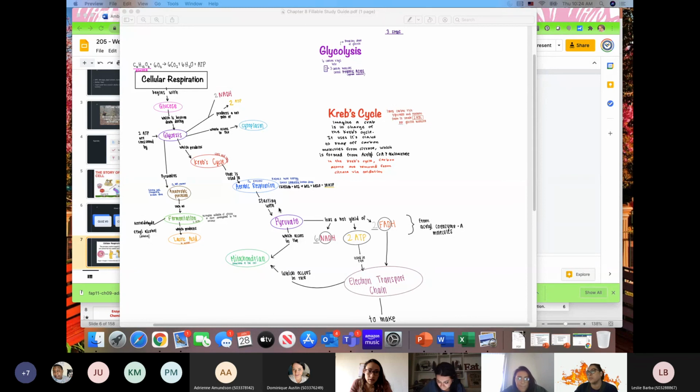Oh, wait, there's your pyruvate. I see what you mean. Okay, so your glycolysis, your Krebs is too high. You need to move your Krebs out of the way. Okay, so then the pyruvate goes to acetyl-CoA. The acetyl-CoA then goes into the Krebs cycle. The Krebs cycle generates the NADHs, the FADH2s.